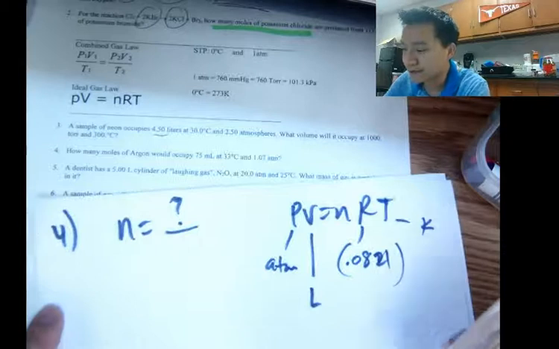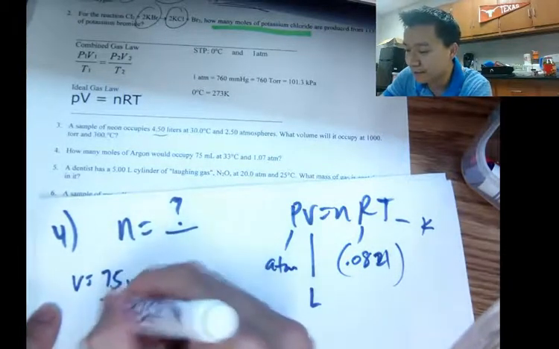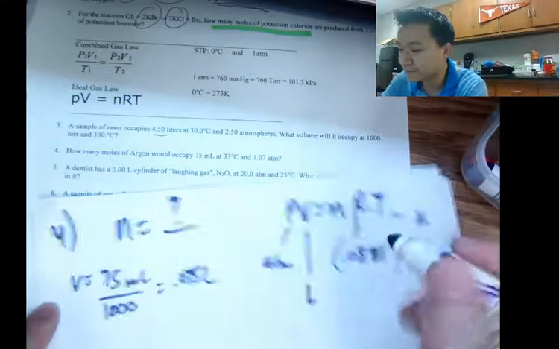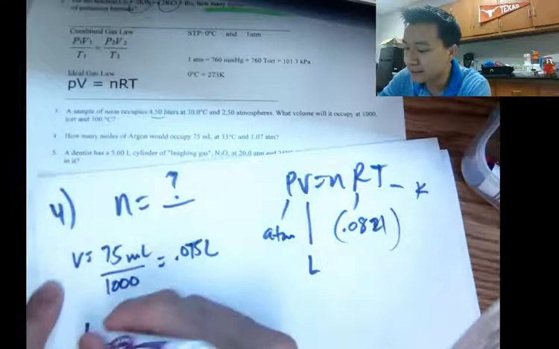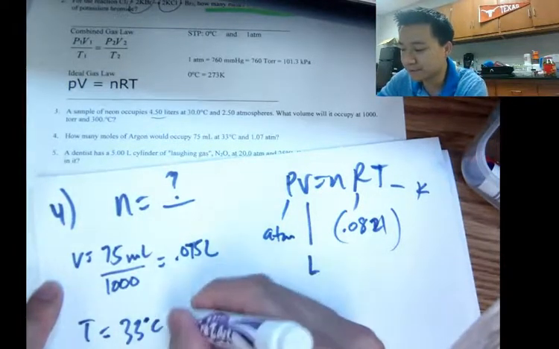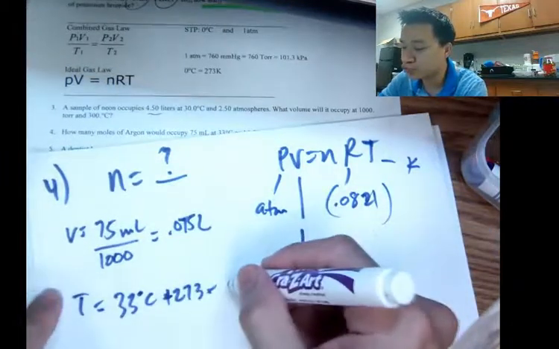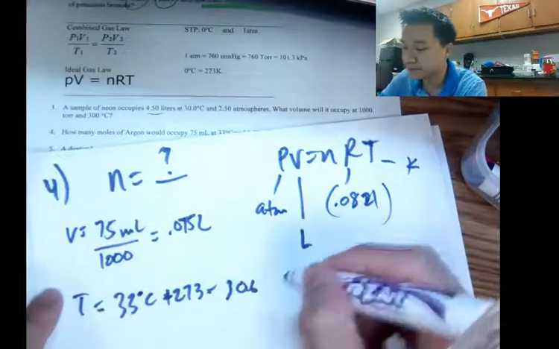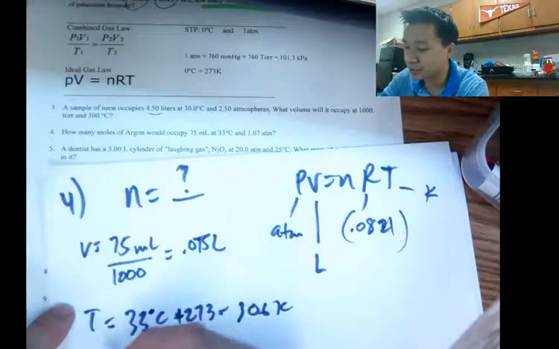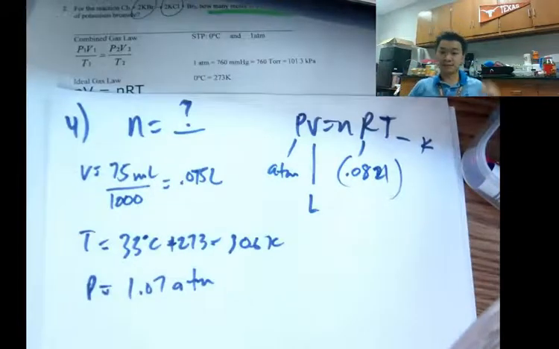And so V equals 75 milliliters. Divide by 1,000 to get to liters. So 0.075. T is 33 degrees Celsius, which you need to add 273, that's 306 Kelvin. And then pressure, that's nice, 1.07 atm. Okay? So there it is.